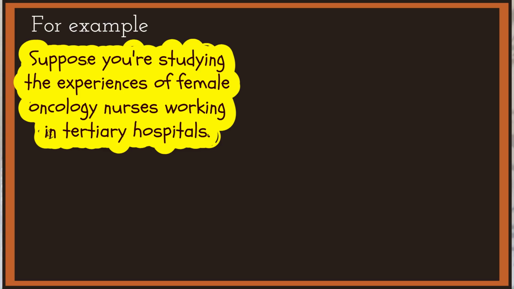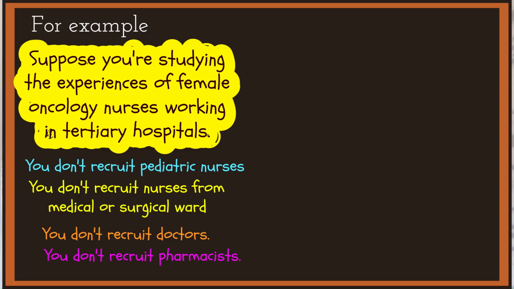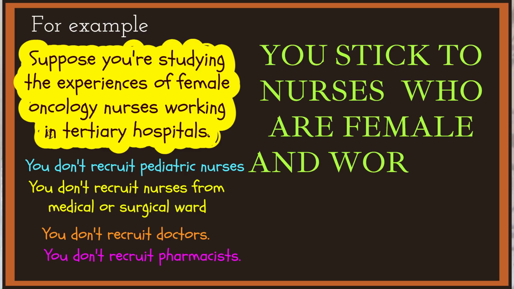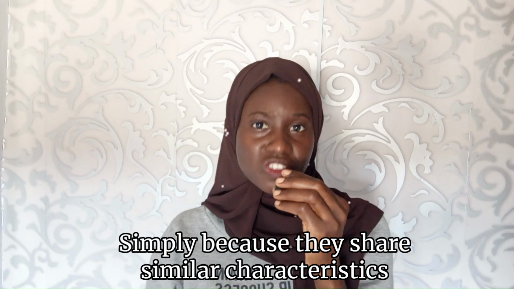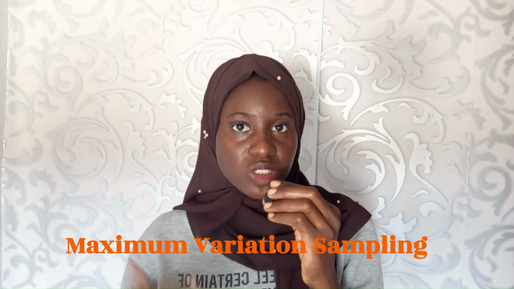Now, in your study, you don't recruit pediatric nurses. You don't recruit nurses from surgical or medical ward. You don't recruit doctors. You don't recruit pharmacists. You stick to nurses who are female and work in oncology units simply because they share similar characteristics. They belong to one group. Now, that is what we call homogeneous sampling. Now, the second type of sampling that we want to talk about is the maximum variation sampling.